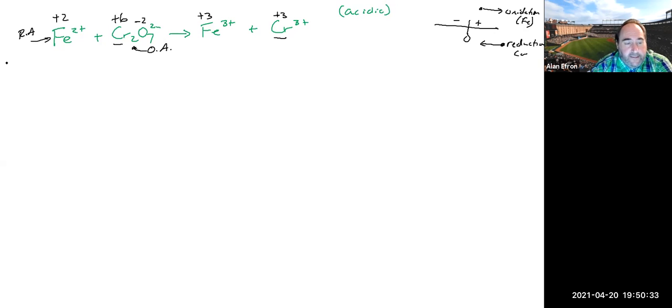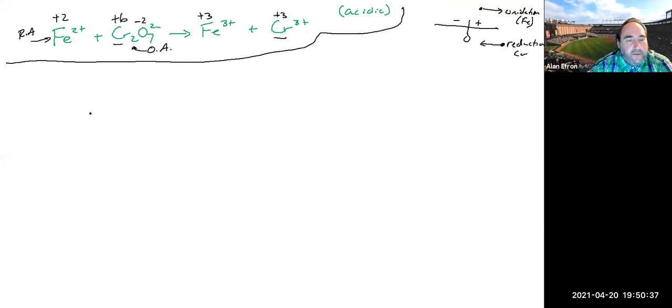All right, let's get into the balancing part here. So let's draw a little line. So the first thing you want to do is break it off into the 2 half reactions. Again, the simplest way to do that is just to take the elements that are the same on opposite sides of the arrow. So clearly when we look at it, iron 2 is related to iron 3.